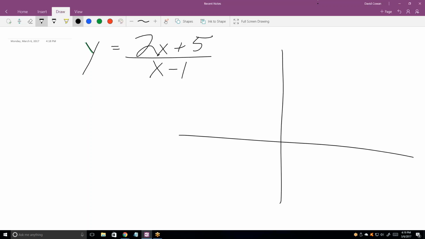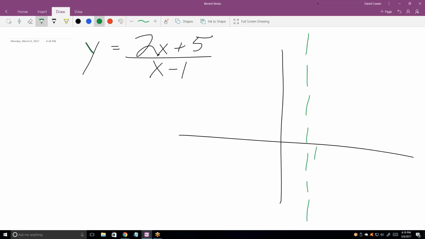Now, we need our vertical asymptote and our horizontal asymptote. To get the vertical asymptote, figure out what makes the denominator 0. So then it would be 1? Yeah, x equals 1. So that's our vertical asymptote. We know you can never divide by 0. That's what makes vertical asymptotes, is division by 0.